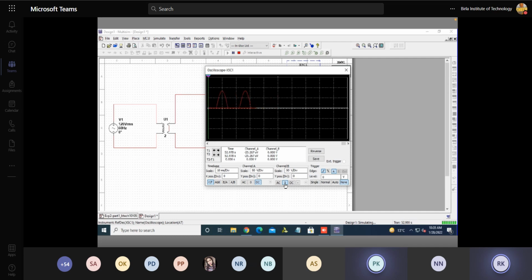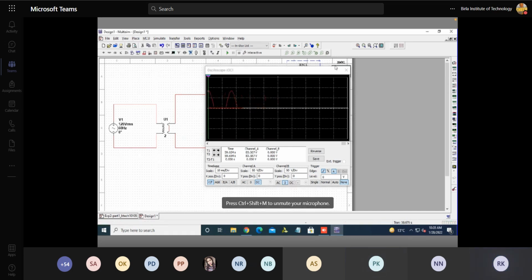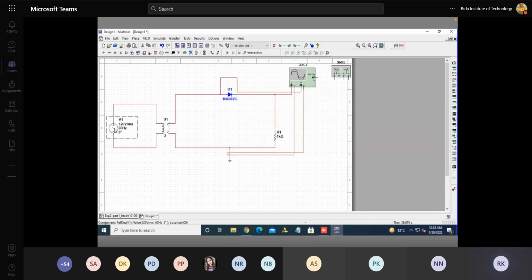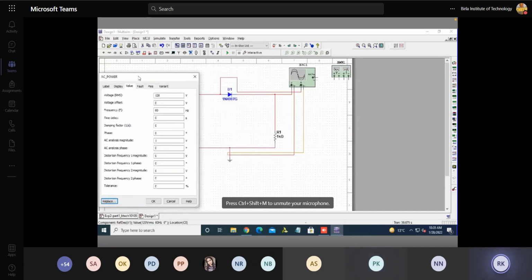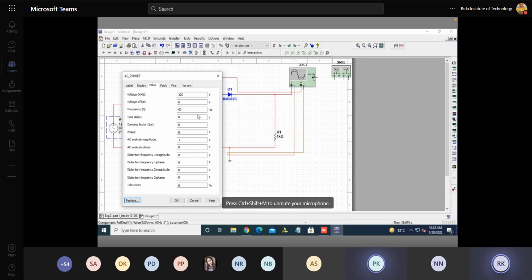Now stop the simulation and click on the source. 120 volt RMS. This is 120 volt, no? It's not taking. Even though secondary, how much is it? 120, 60. Can we change this one to 60 kilohertz? Now from here, you make 60 kilohertz.